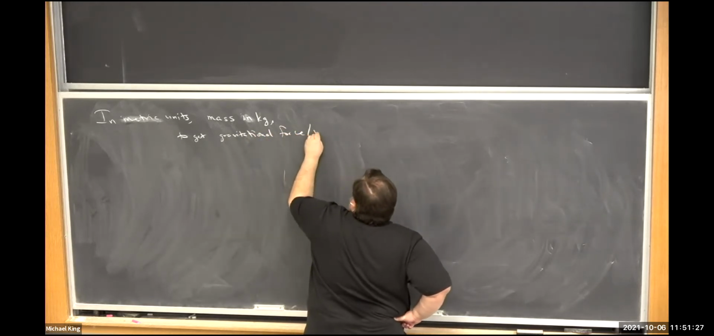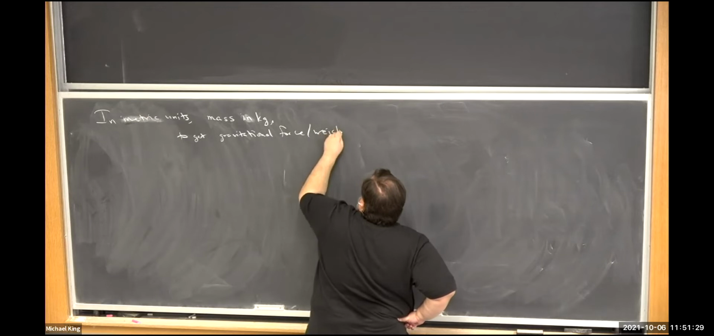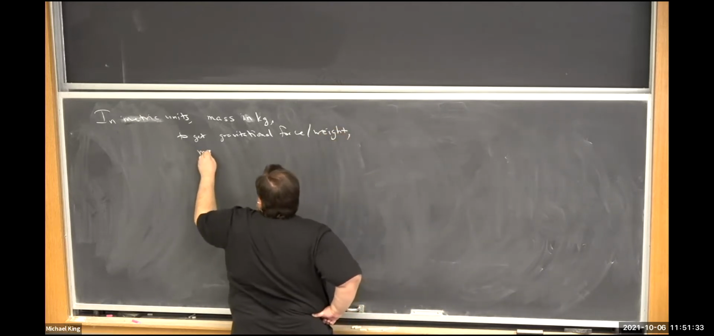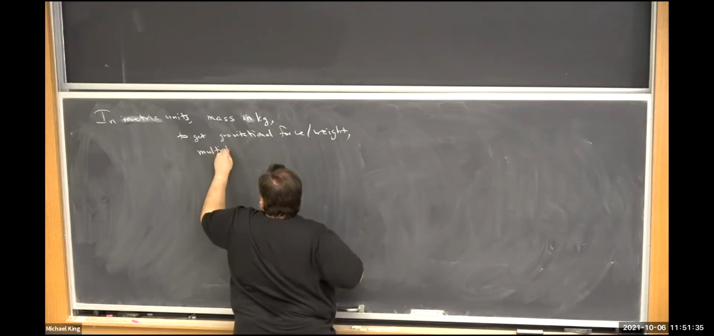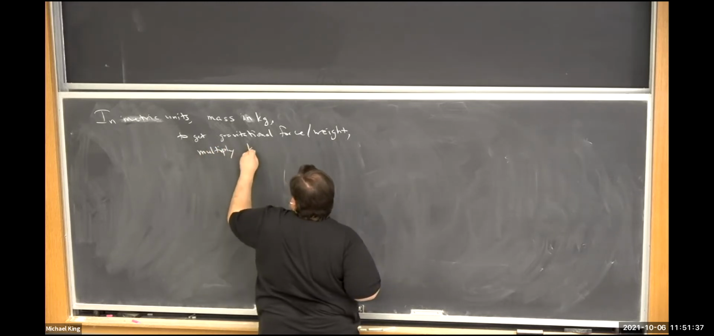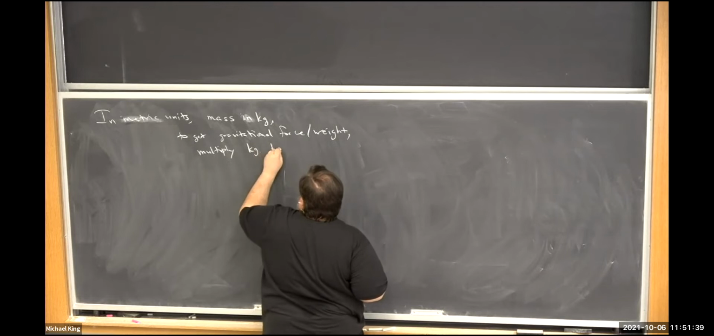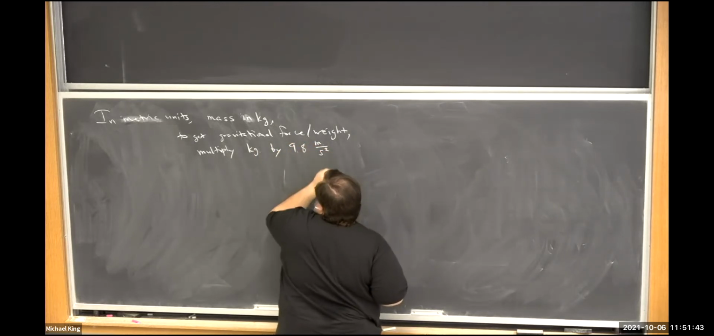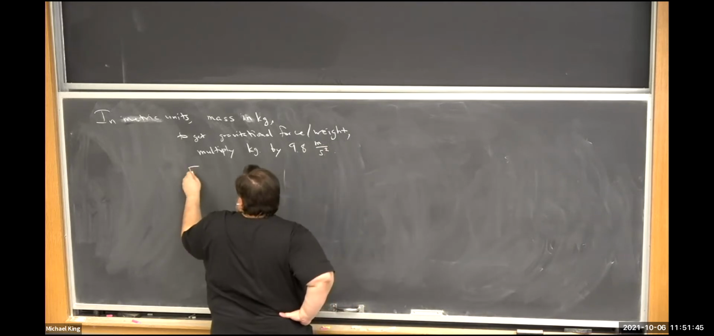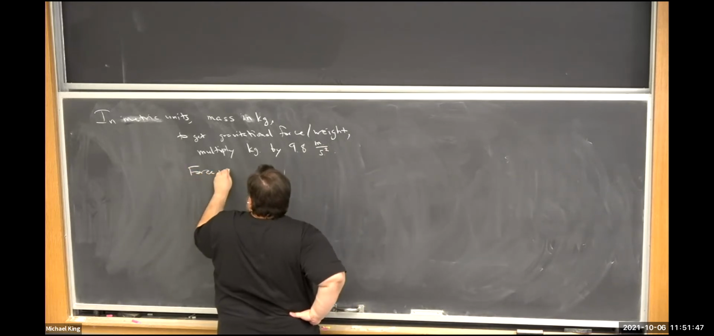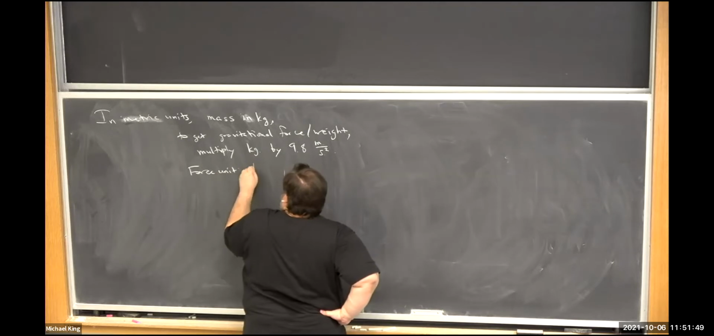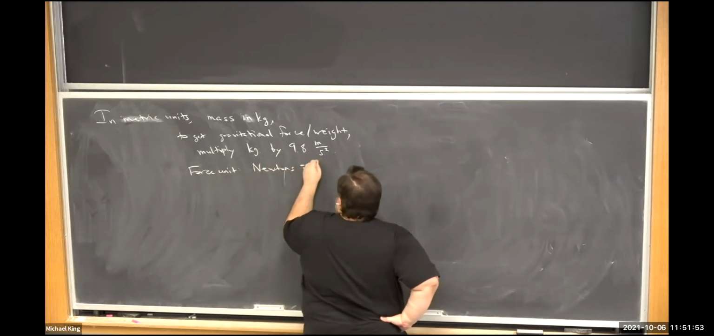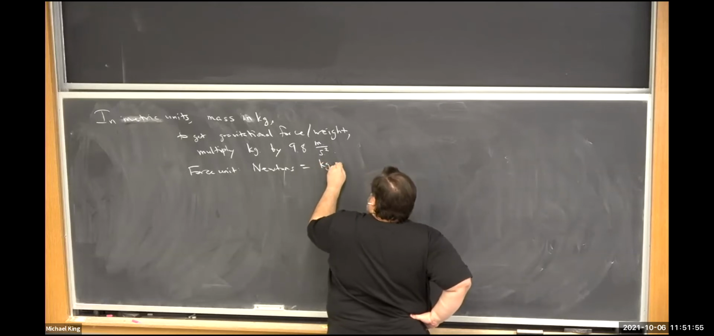it says this in the book, but I just want to make it clear. You multiply kilograms by 9.8 meters per second squared. And then the force unit is newtons, which is kilogram meters per second squared.